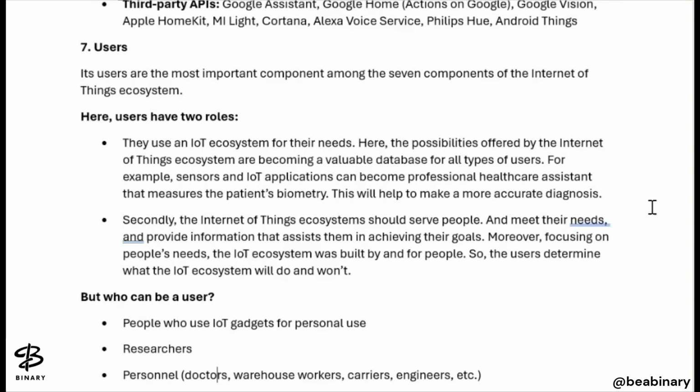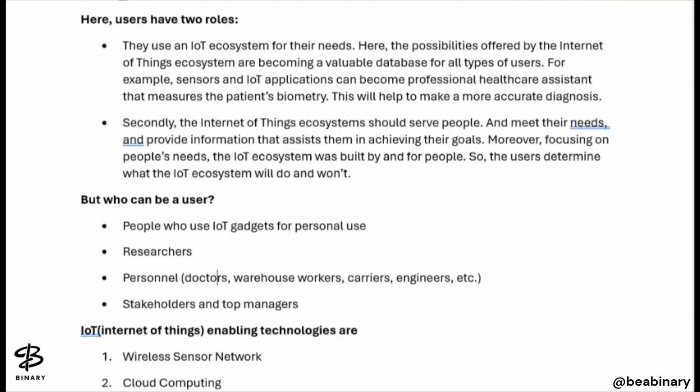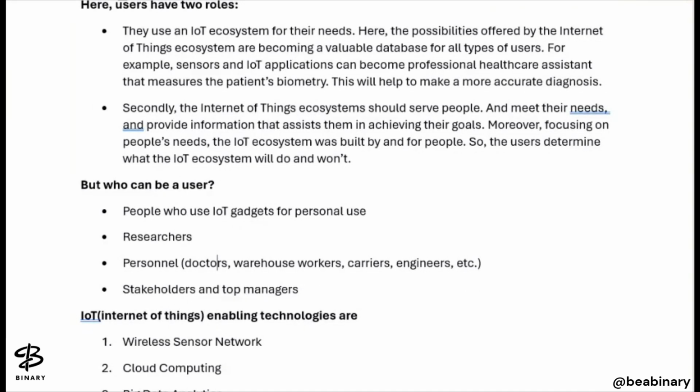But who can be a user, right? Now, in the ecosystem, who can be a user of your IoT? Users can be people with a gadget for personal use, right? People who use a particular IoT gadget for personal use. You are a user. Researchers who do particular research, like robotic research, for example robotic surgeries being performed, researchers researching a particular disease, so different researchers can be users. And the doctors, all the warehouse workers, all the carriers and the engineers are the particular people we are talking about here, right?